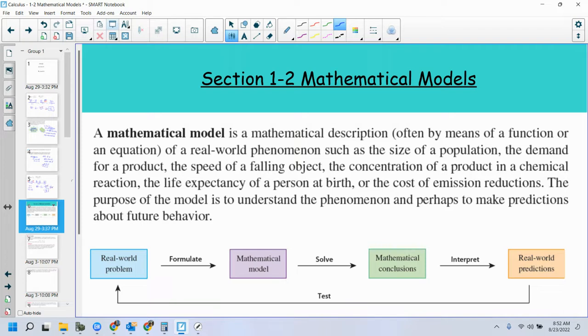A mathematical model is a mathematical description, often by means of a function or an equation, of a real-world phenomenon such as size of population, demand for a product, speed of a falling object, concentration of a chemical, or a concentration of a product in a chemical, whatever it may be. It could be anything. A mathematical model is just an equation that models a situation, right? Like back in Algebra 2, we learned about linear models and quadratic models and cubic models and logarithmic models and exponential models. And we did all of those regressions in our calculators to model certain situations. That's really kind of what we're going to review today, right?